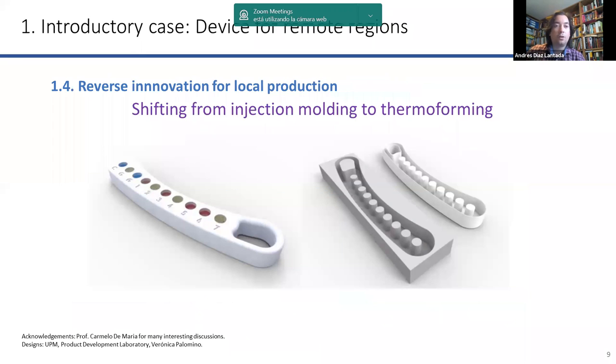So this could be called, or is somehow connected to, reverse innovation, the process in which you start from an already available technology and you redesign it for reaching local populations. You redesign it for more direct production, using different manufacturing systems which are perhaps more cost affordable. And in this case, the proposal of shifting to thermoforming was made by Professor Carmelo de Maria after many interesting discussions. And this is a proof of concept of the device.